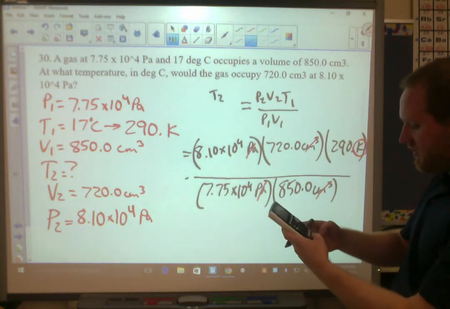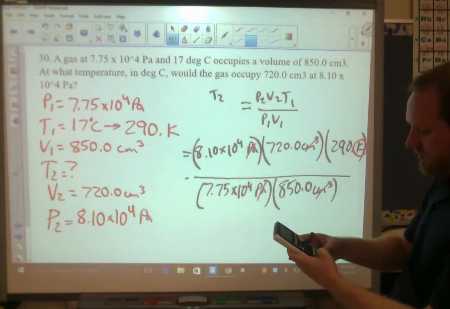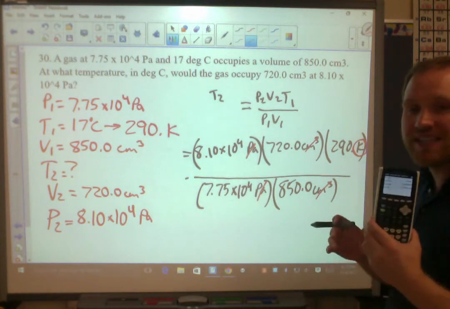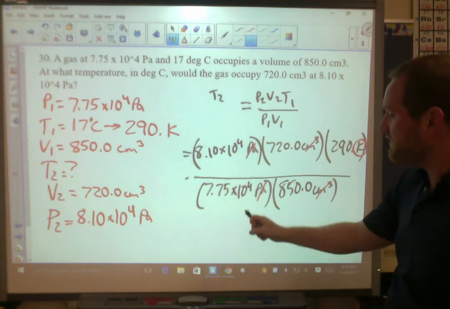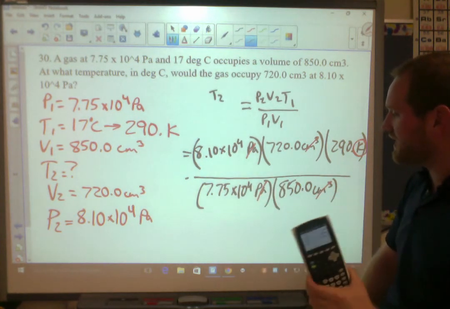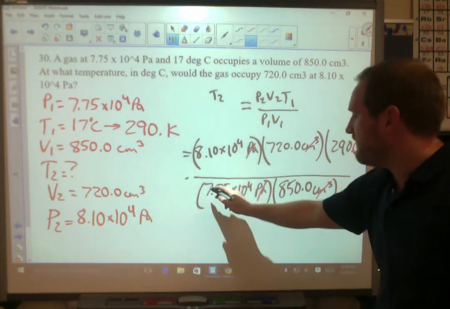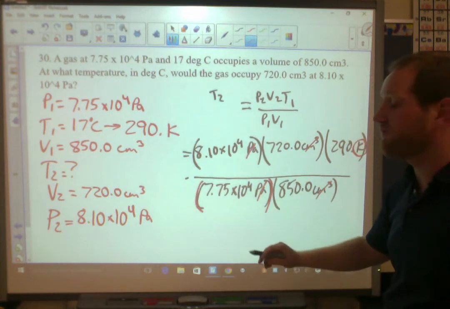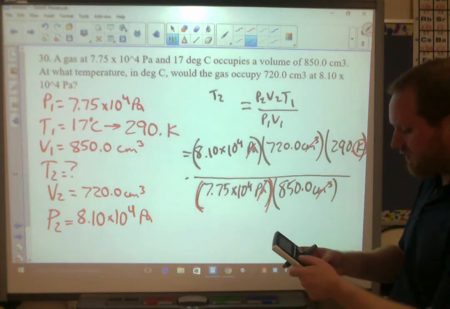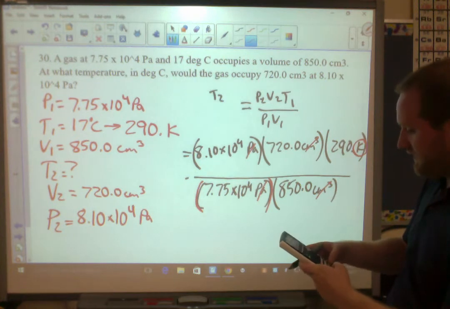8.10 E4 times 720 times 290, divided by, be careful here. If you use E, you will be fine. If you don't use E and you divide by this, you can't just say divided by 7.75 times 10 to the 4th, because your calculator thinks in PEMDAS and it's going to get it wrong. If you put this in parentheses, you're okay. Or if you use E, you're okay. So be careful. Divided by 7.75 E4, divided by 850.